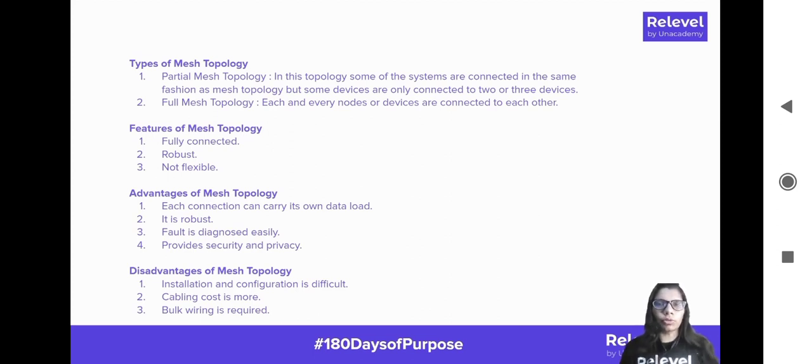It doesn't traverse through all the other nodes to reach the destination node. We can directly send the data from source node to destination node. So now, what are the disadvantages of this topology?